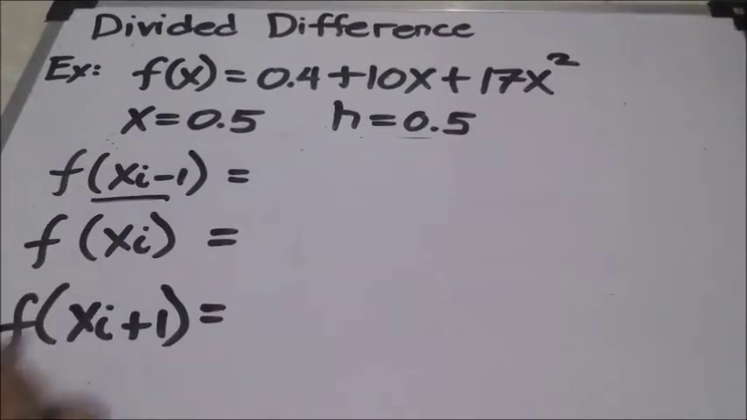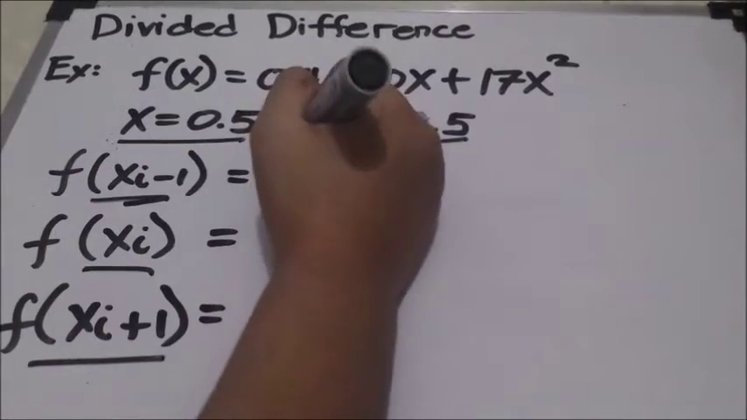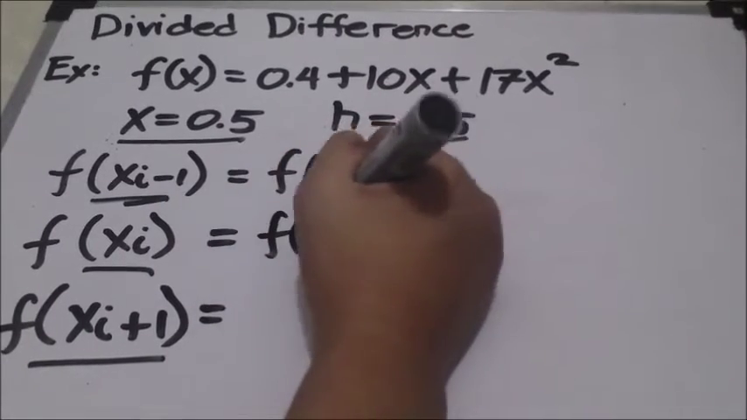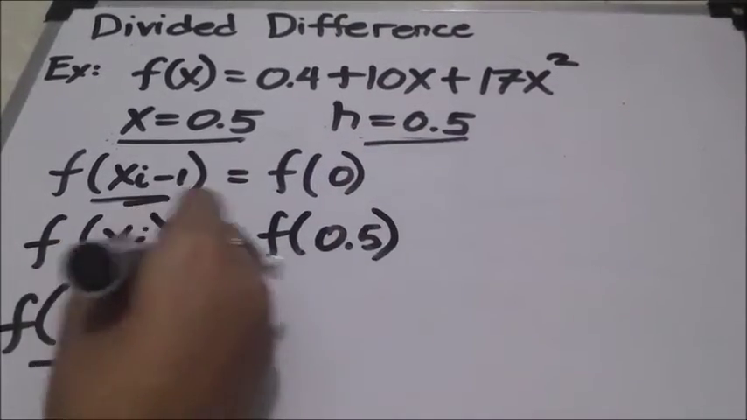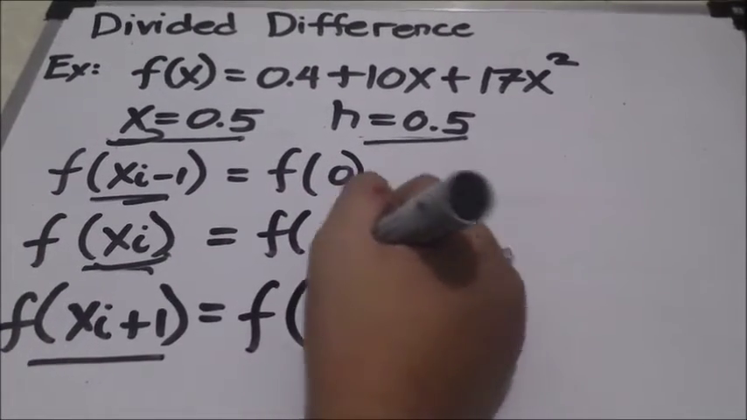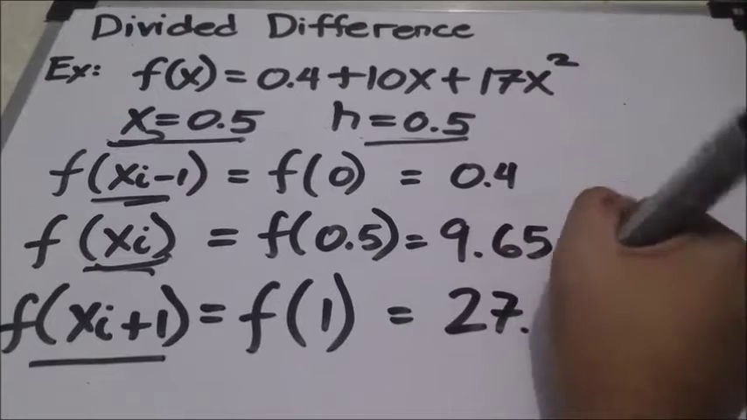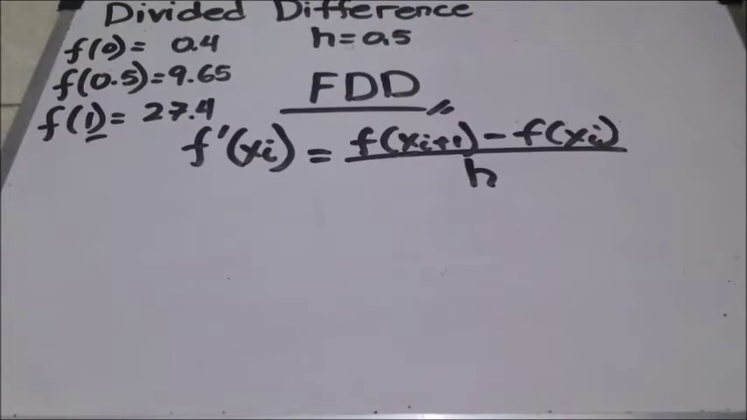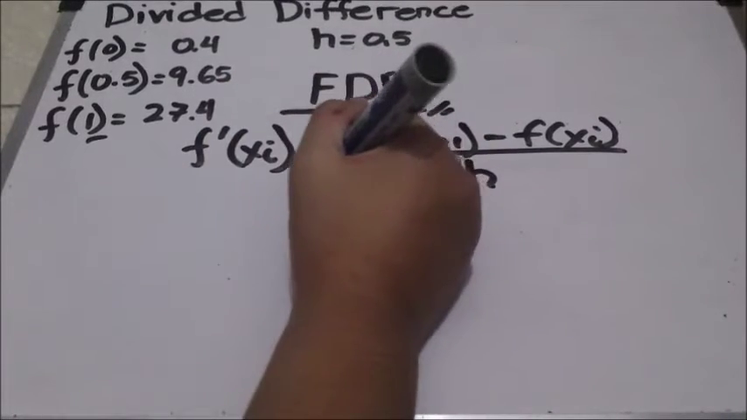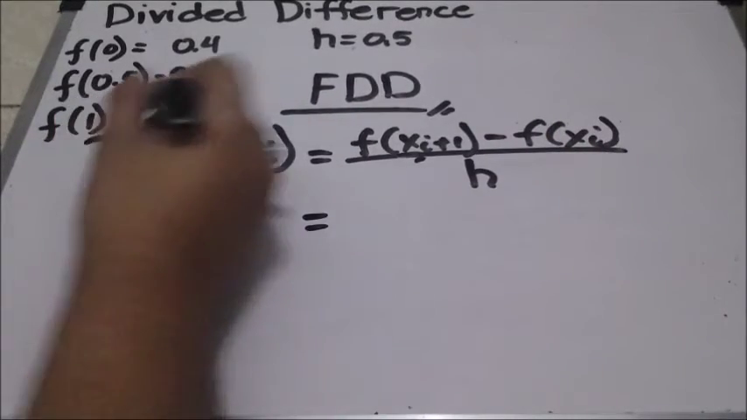Since our initial value of x is 0.5, we can now find f(x sub i minus 1), which will be f(0), and f(x sub i plus 1), which will be f(x 1). And now let's get the values of the forward divided difference, backward divided difference, and the central divided difference of the equation by substituting the values that we obtained earlier.